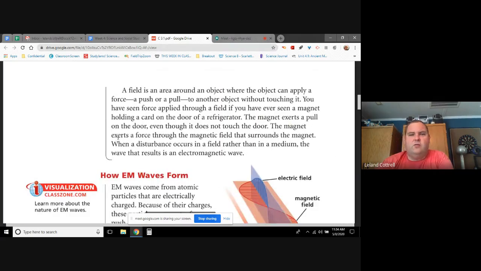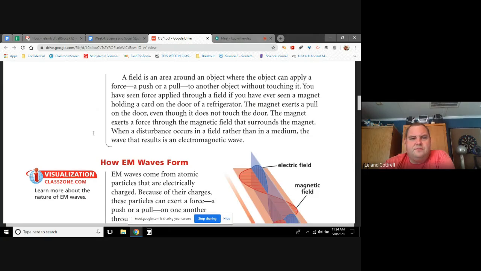A field is an area around an object where the object can apply a force, which is a push or a pull, to another object without touching it. You have seen force applied through a field if you've ever seen a magnet holding a card on the door of a refrigerator. The magnet exerts a pull on the door, even though it does not touch the door. The magnet exerts a force through the magnetic field that surrounds the magnet. When a disturbance occurs in a field rather than in a medium, the wave that results is an electromagnetic wave.